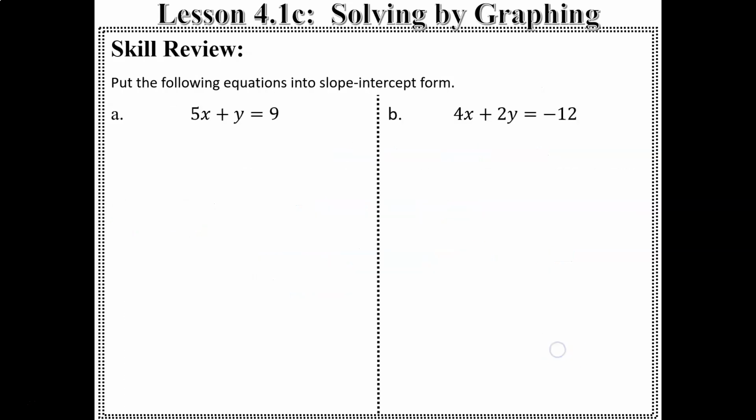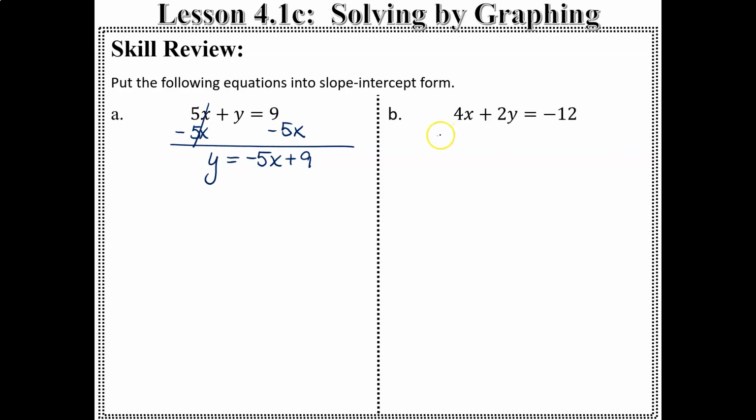Okay, we're going to do a couple together, and then I'm going to leave you on your own. We're going to do 3 together, and then I'm going to leave you to do the last 3 on your own, and I'll post the answers. So A, we're just going to shift that 5x over to the other side by subtracting it. So I have y equals negative 5x plus 9.